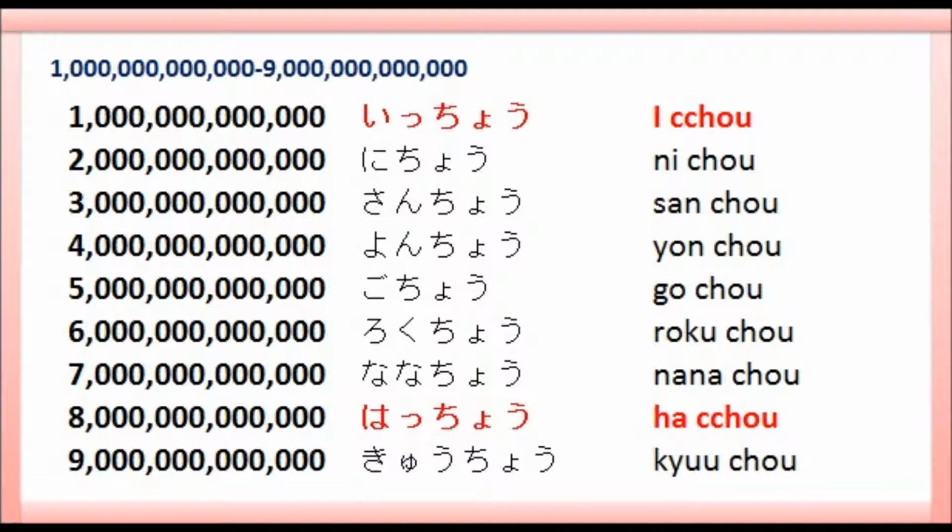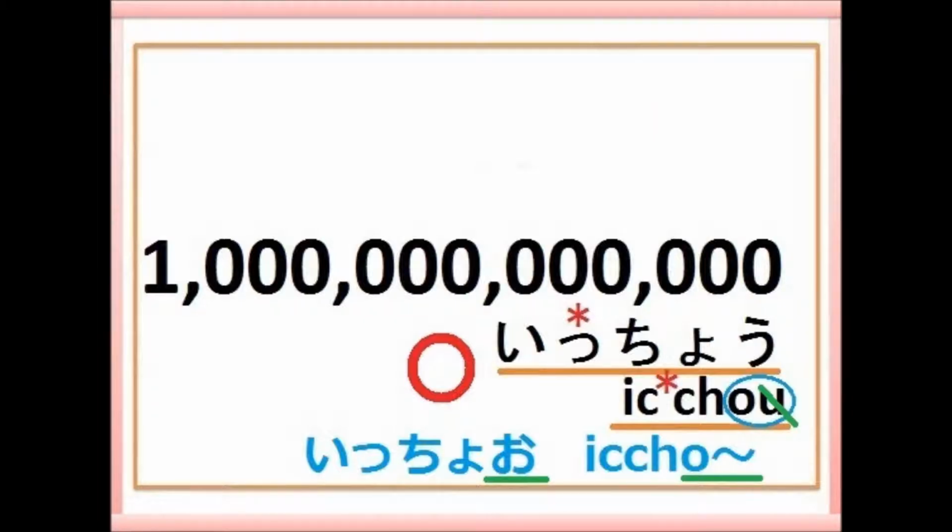Remember in my last video, I told you that the units for trillion is written as 兆. But for the pronunciation, you just ignore the last U sound and pronounce O sound right before U longer. So it's not 一兆 but it becomes like 一兆. Okay?